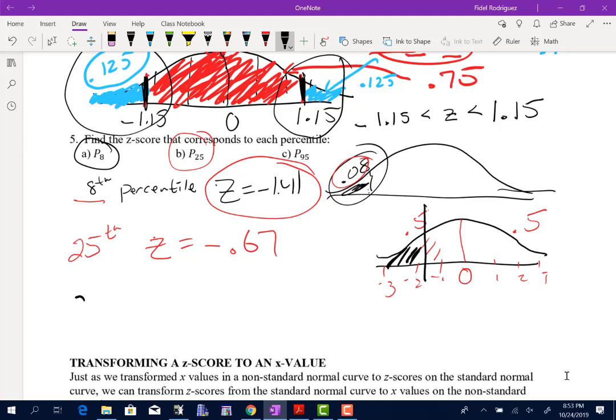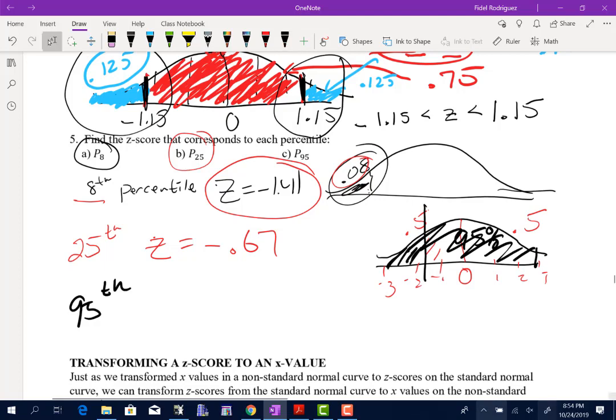And then the last one is the what percentile? The 95th. Guys, if the area of everything here is 1, we're now looking at 95% of that area, right? So shouldn't my z value be a positive number? Because I'm looking at all of this area over here.